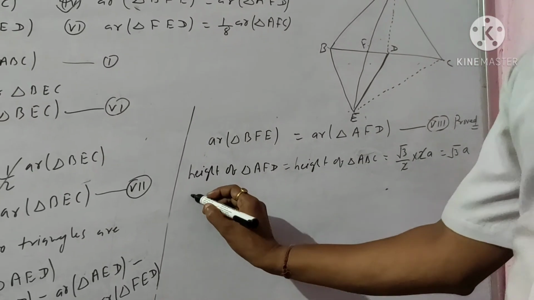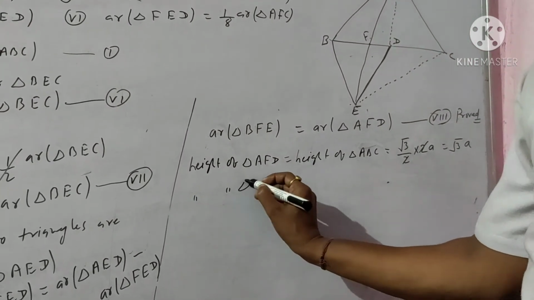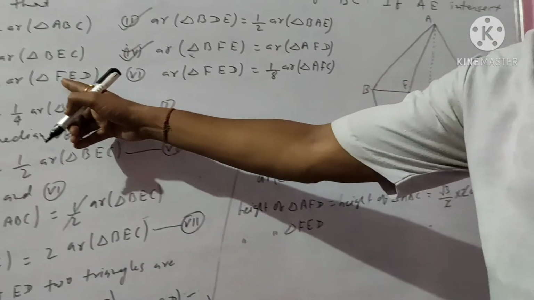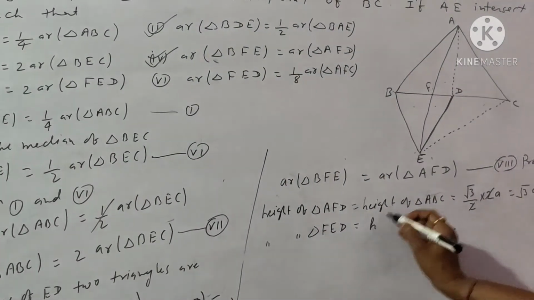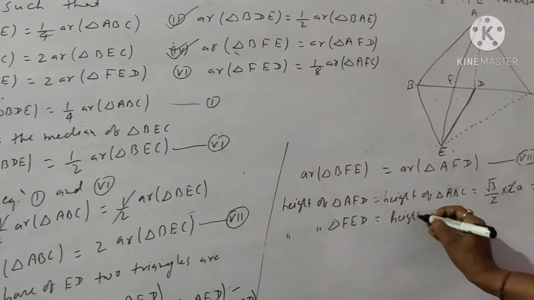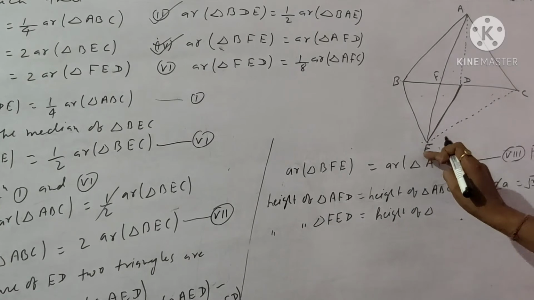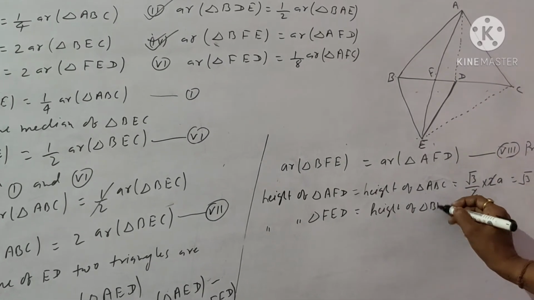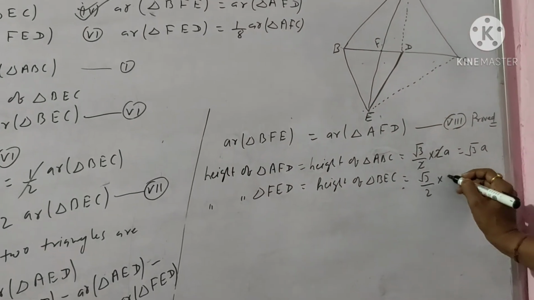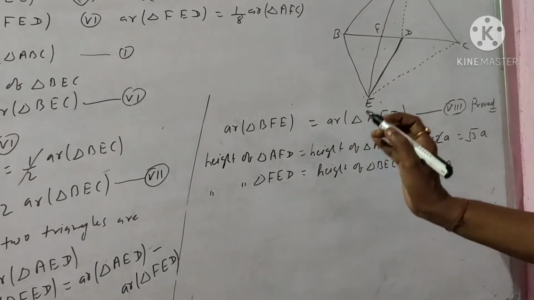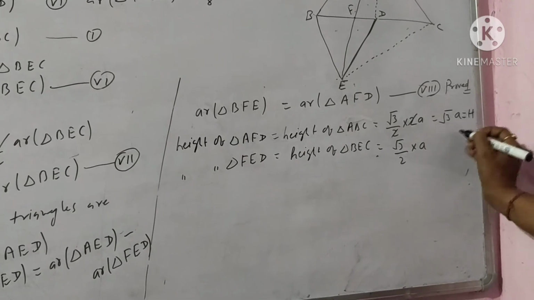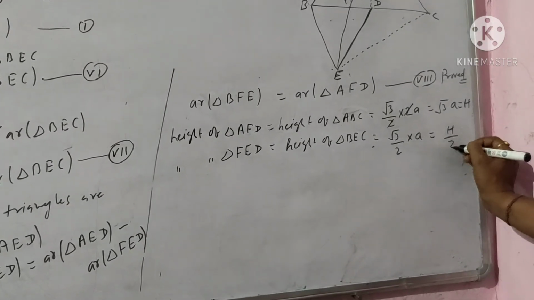So again, student, height of triangle FED is equal to height of triangle BEC. Height of triangle BEC is equal to root 3 by 2 into a. Suppose this value is h, then we can say here this is your h by 2.